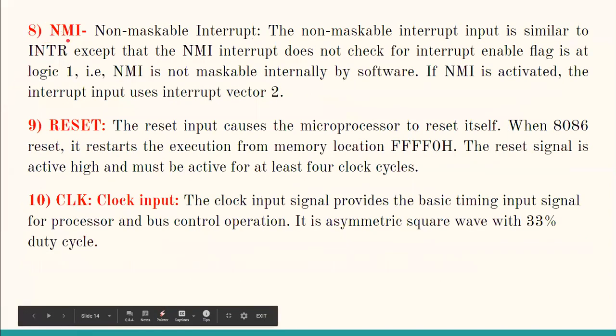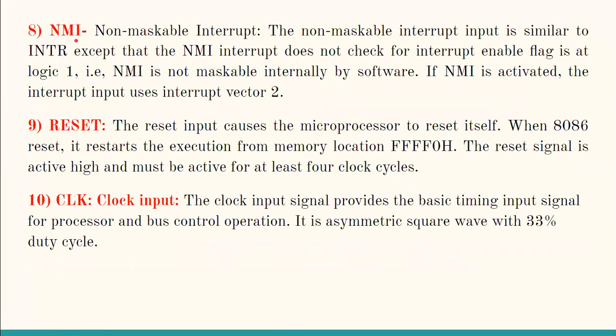Next is NMI. NMI stands for non-maskable interrupt. Non-maskable interrupt means the interrupt coming from the peripheral which cannot be masked or which cannot be avoided. That means it is of very much importance or a higher priority. That's why it cannot be ignored. And this is the reason that the non-maskable interrupt does not check whether the interrupt enable flag in the flag register is set or reset.